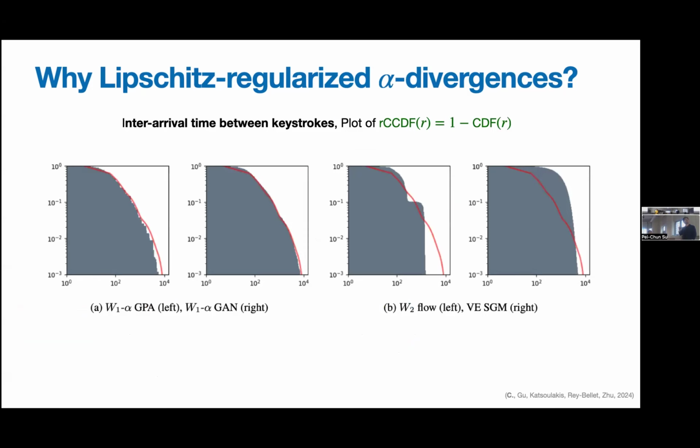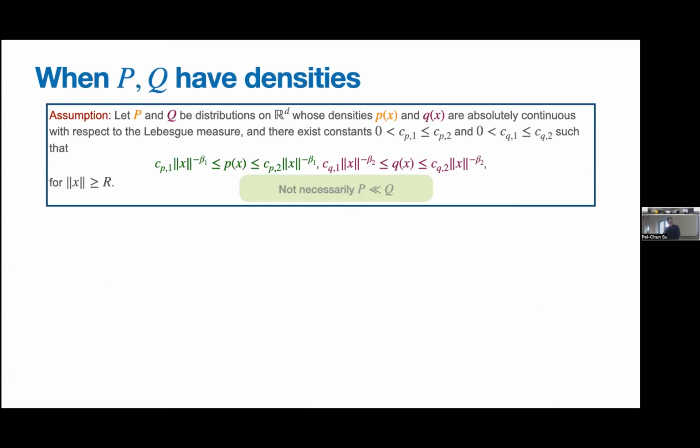But if you implement it on real-world data, which has even heavier tails, such as keystroke data, the left two are the generative models with Lipschitz regularized divergence, the third one is the one with W2 regularization, and the right one is the diffusion model. So now you can distinguish that this is inferior to the left two models. Okay, so some explanation for this.